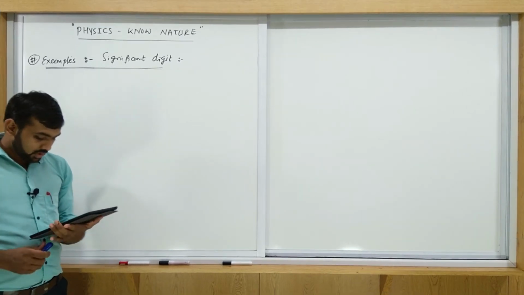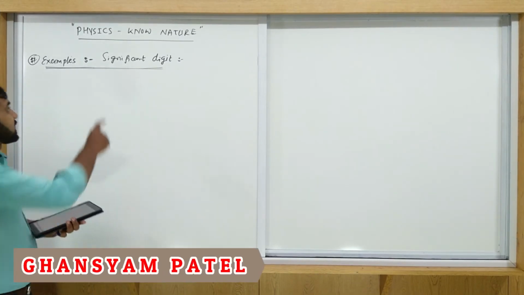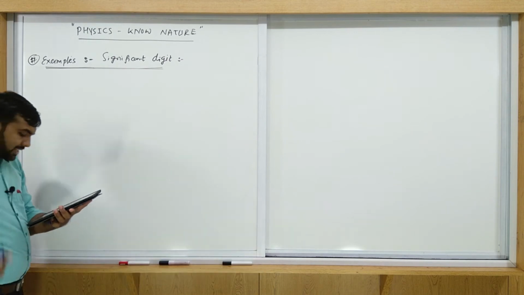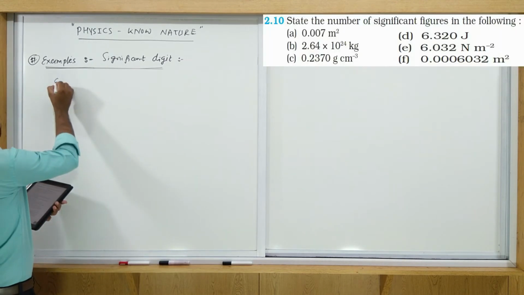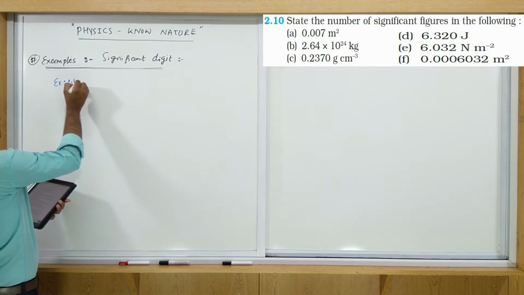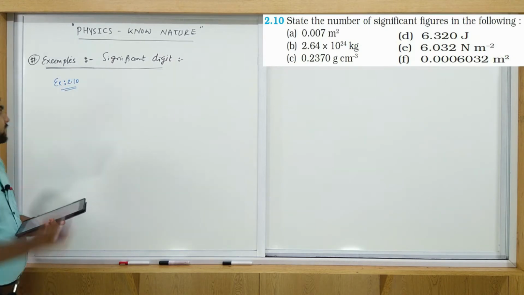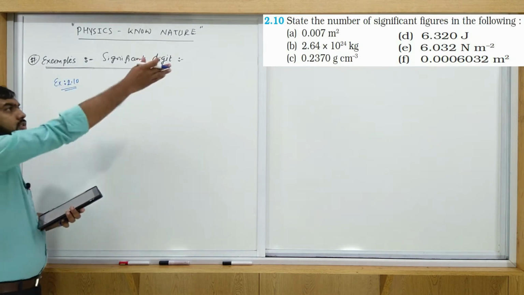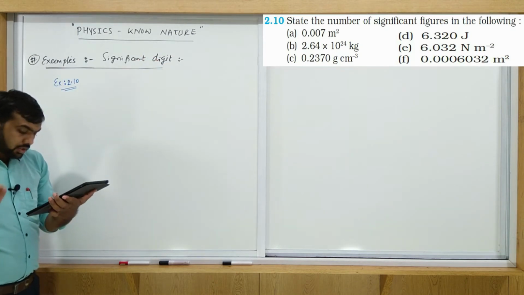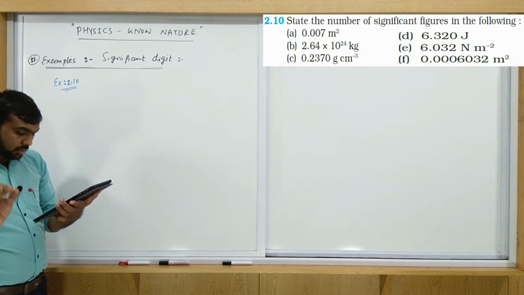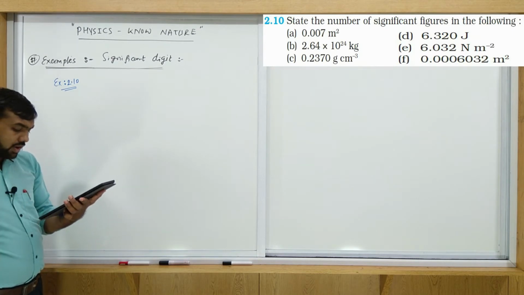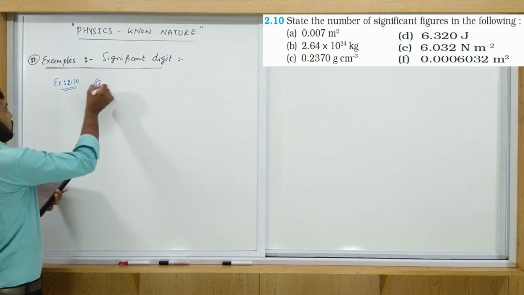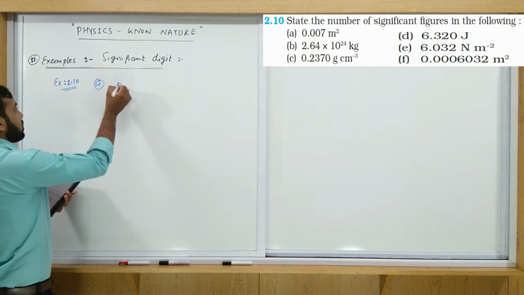Okay, let's come to this exercise example, which is based on significant digits. See this example number 2.10: state the number of significant figures in the following numbers. Which one is first? The first one is a 0.